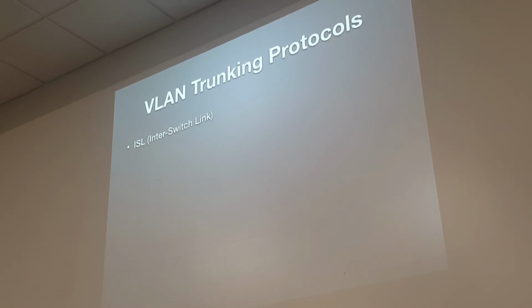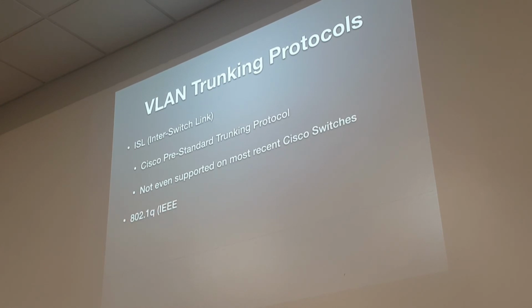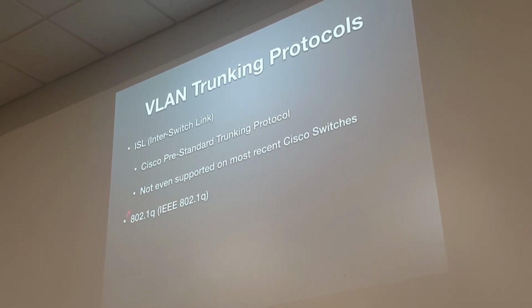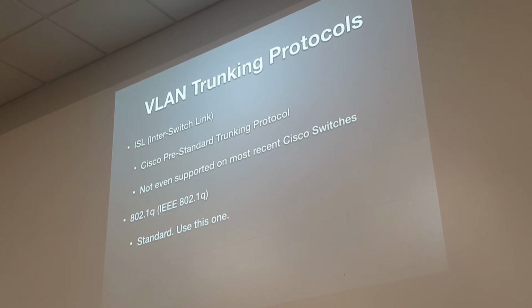So, when this first came out in the late 80s, early 90s, Cisco came out with their own standard because it was awesome and nobody else had a standard, so they made their own called Inter-Switch Link. Then the IEEE came out with 802.1Q, which is an open standard. And everybody can use it. We want to use this whenever we configure trunking protocols on our ports.